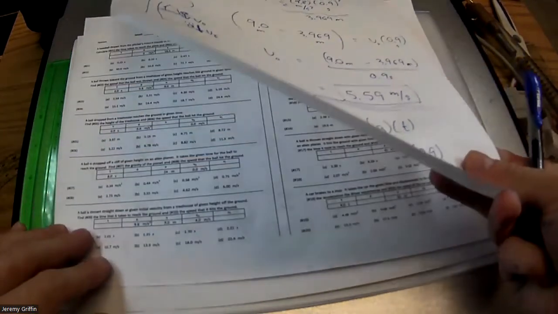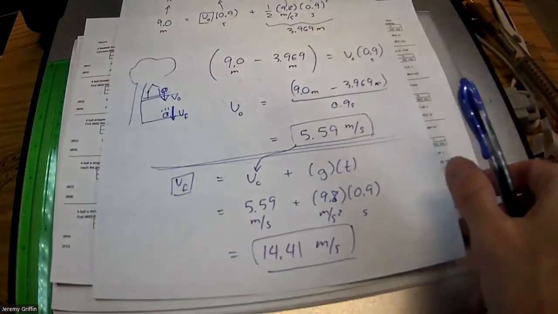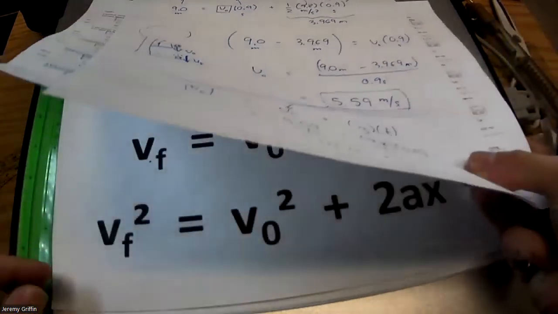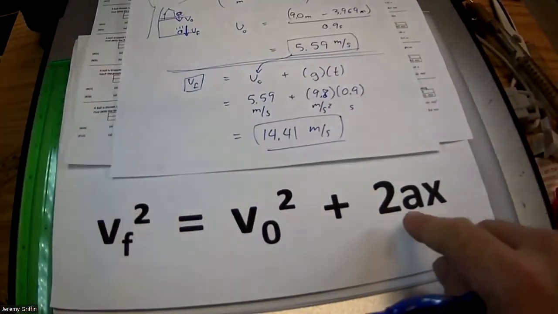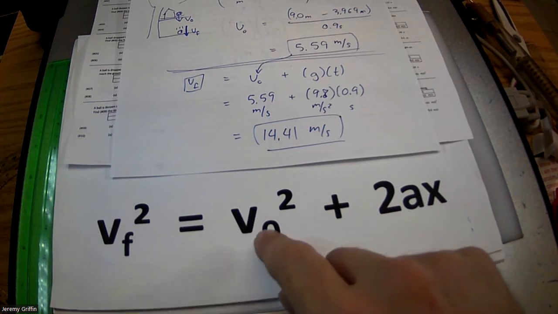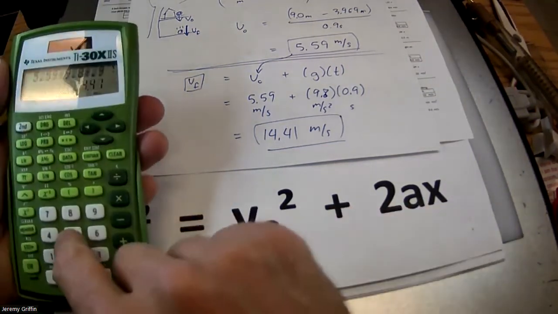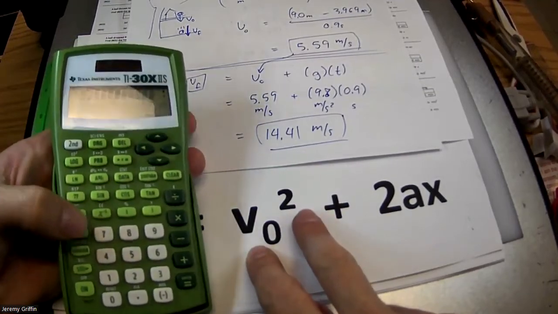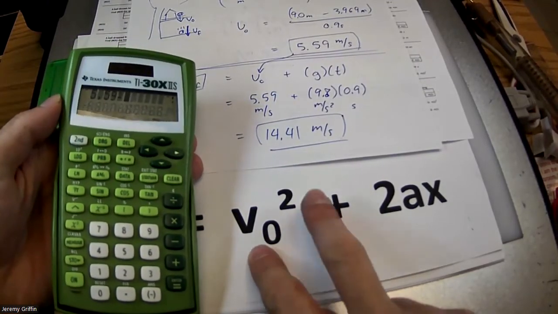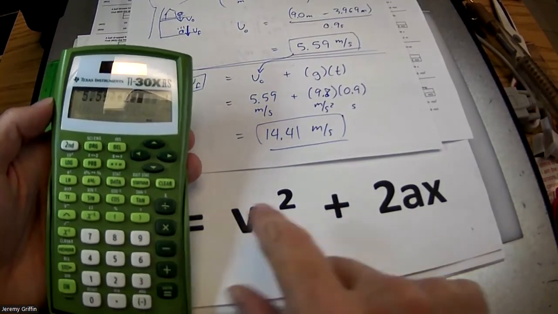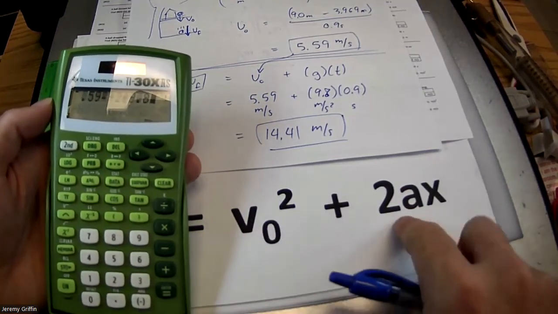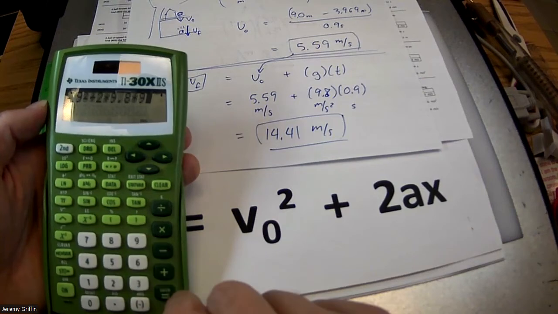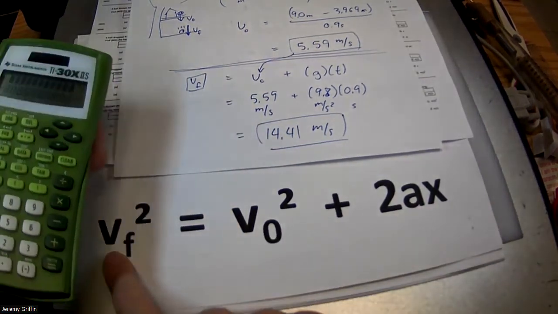Looks good. Of course, the other way you could have done that is you could have used this third kinematic equation. So I'll just do this one on the calculator screen. You know the throwing speed is 5.59 meters per second. That's going to go there. So I have to square that. Plus 2 times 9.8 meters per second squared times the height of the treehouse, which was 9 meters. Now that's all equal to final velocity squared.